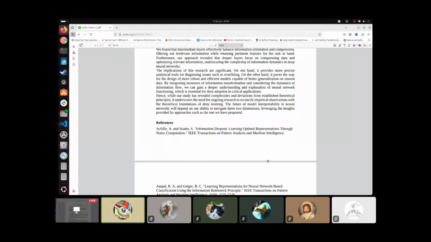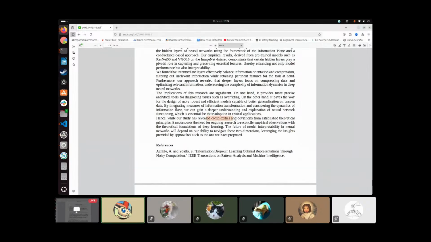But yeah, where studies have revealed complexities and deviations from established theoretical principles, in this context, there is a need for ongoing research to reconcile empirical observations with the theoretical foundations of deep learning. The future of modern interpretability in networks will depend on the ability to navigate two dimensions, leveraging the provided approaches, such as the one we propose.